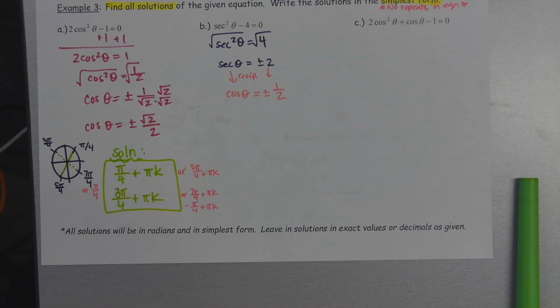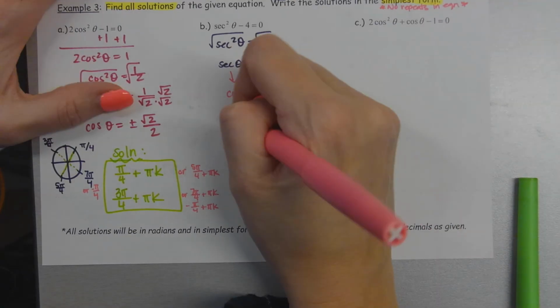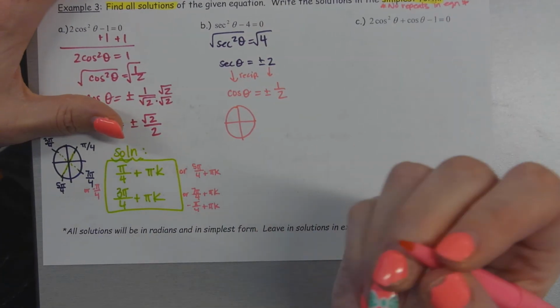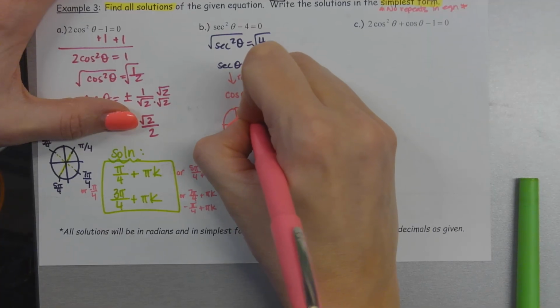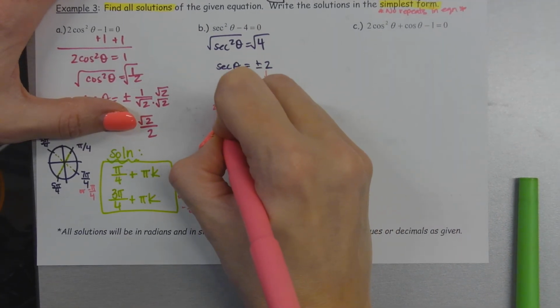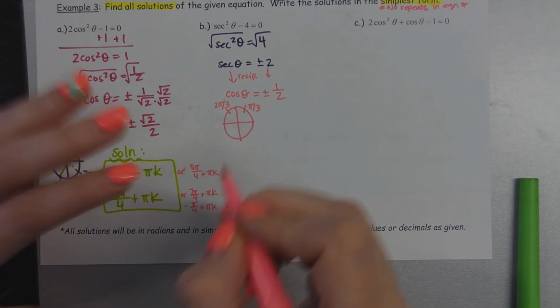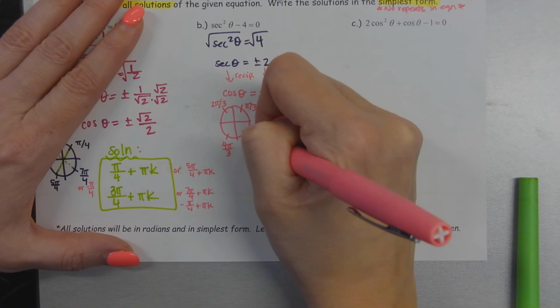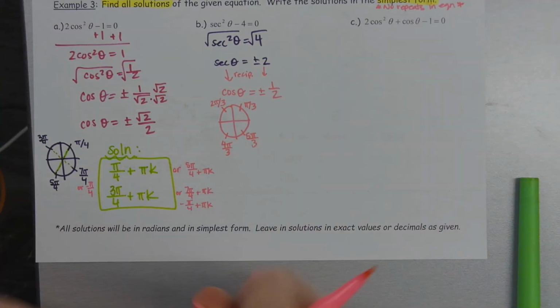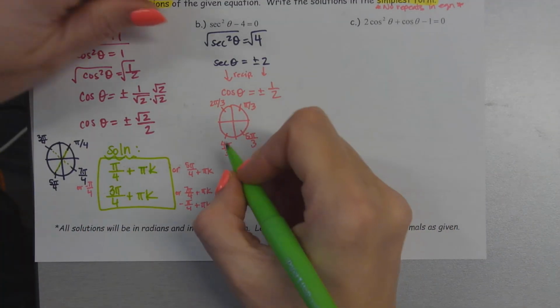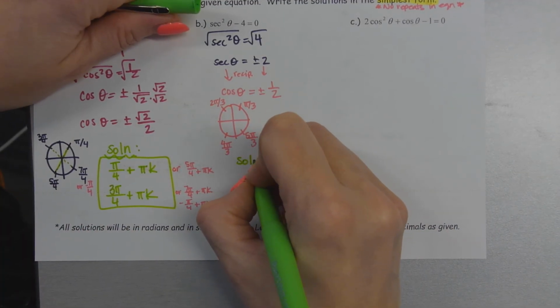All right, so then your cosine, again, because it's plus or minus, you're going to end up having 4 places. If it happens at pi over 3, it's also going to happen at 2 pi over 3, 4 pi over 3, and 5 pi over 3. They're all reflections of each other. So see if you can write out what your solution is going to be.